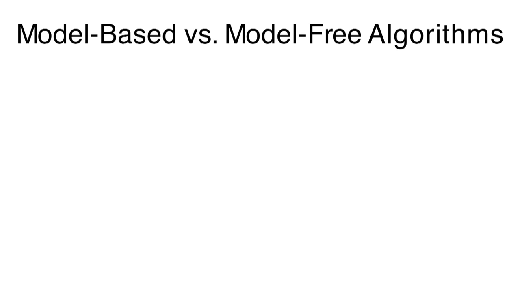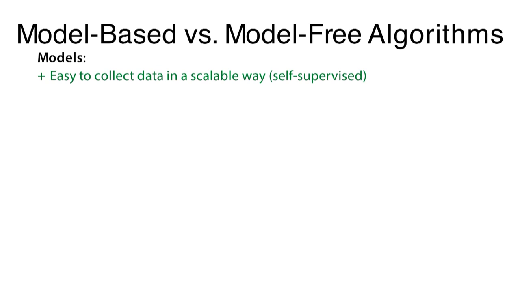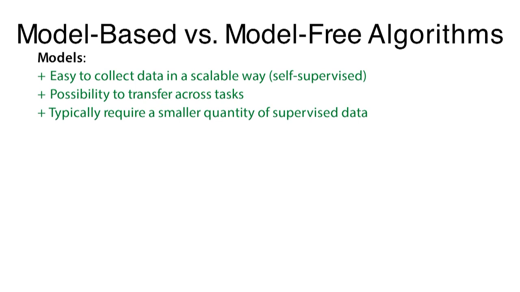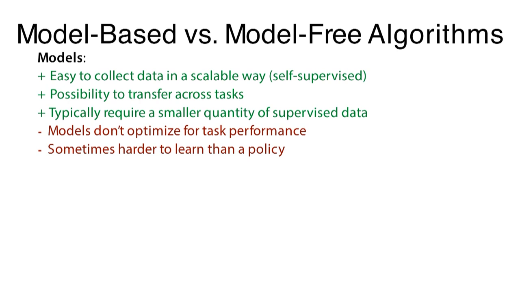Then quickly, I'd like to show a comparison between the pros and cons of model-based approaches versus model-free approaches. In model-based approaches, it's often easy to collect data in a scalable way without need for a reward function. It's possible to transfer across tasks. And they typically require a smaller amount of supervised data when learning tasks. Some of the downsides are that models don't optimize for task performance. This is the trade-off with transferability. Sometimes it's harder to learn the model than the policy. And we often need more assumptions to learn more complex skills, such as the skills that I showed with guided policy search.